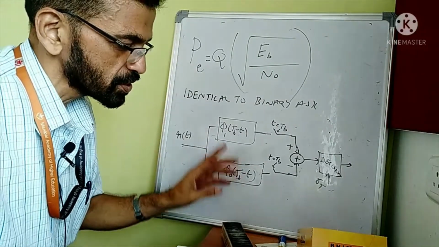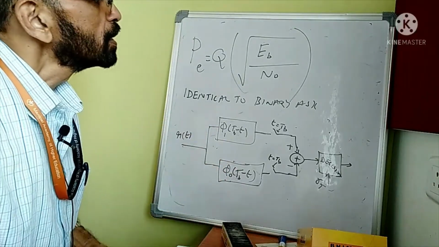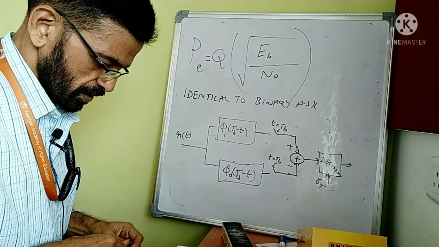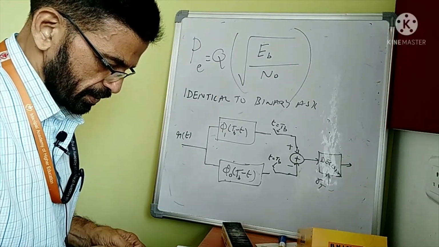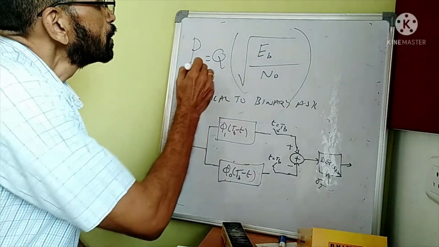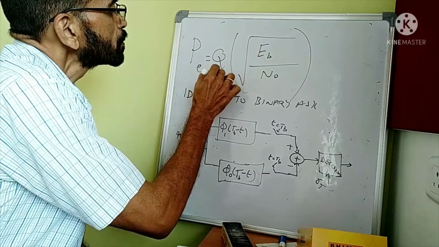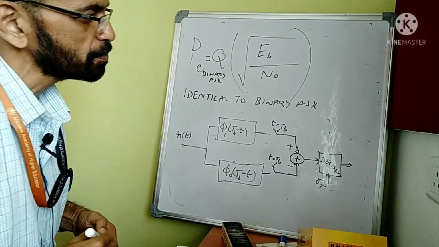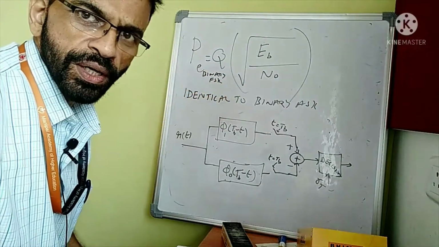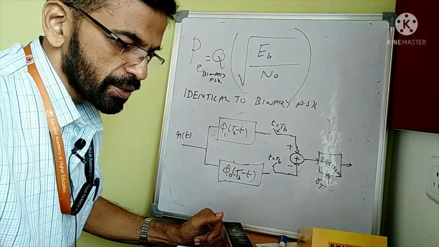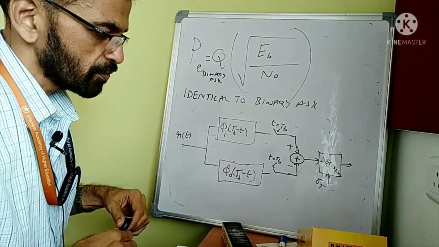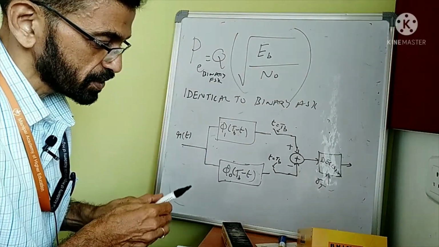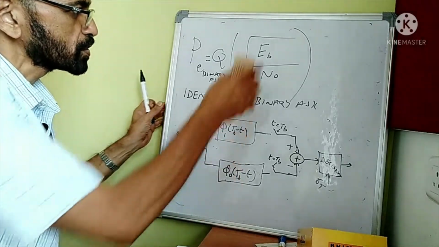So average energy is kept the same, bit energy is kept the same, and you can see that performance of binary ASK and binary FSK are identical. Binary PSK, as we saw earlier, is better than both of these. There is a 3 dB improvement in the performance of binary PSK compared to binary FSK and binary ASK for the same bit energy to noise density ratio.